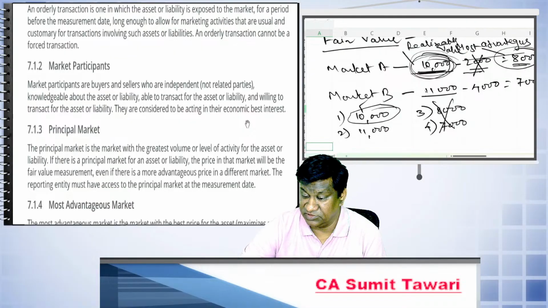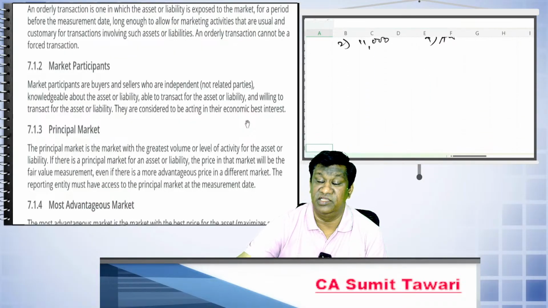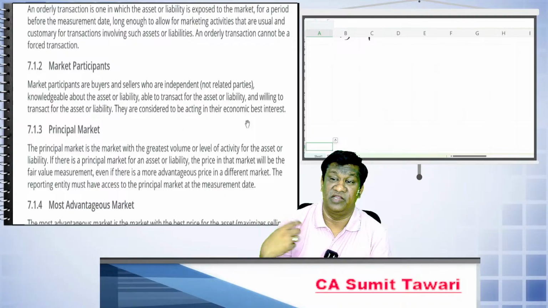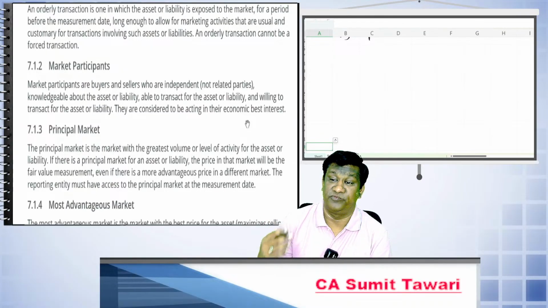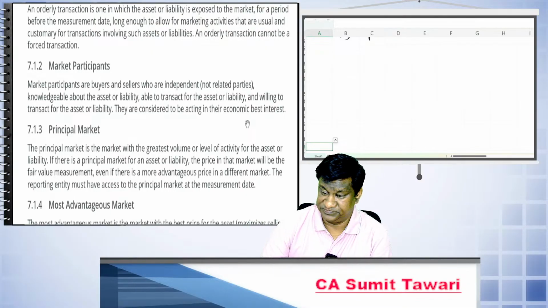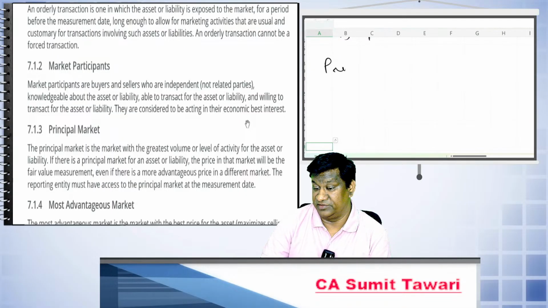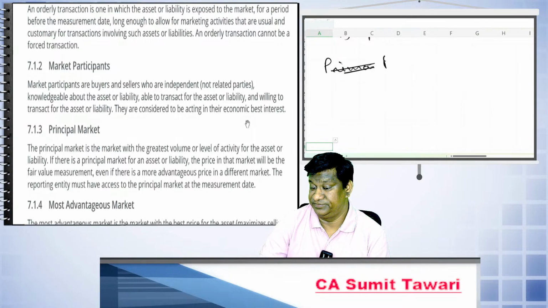Now, orderly transaction means in a normal situation, the transaction happens. We are not selling in a forcible way, or someone is not buying out of love and emotions. Market participant means the buyer and seller, and now we need to see the principal market.